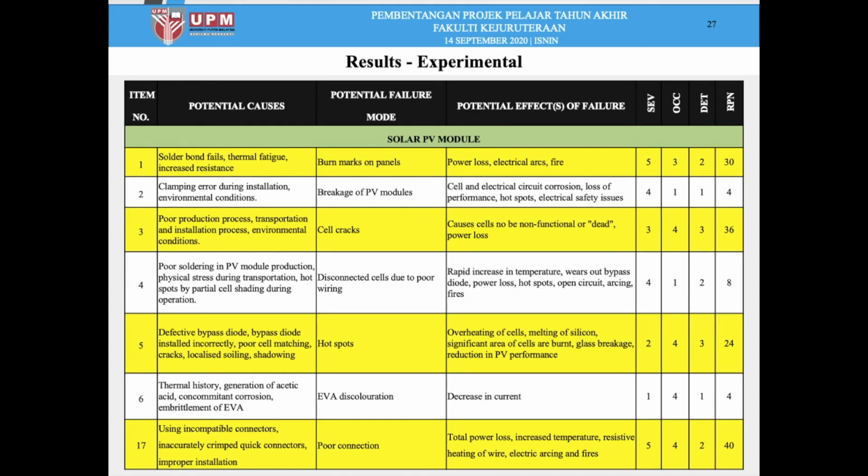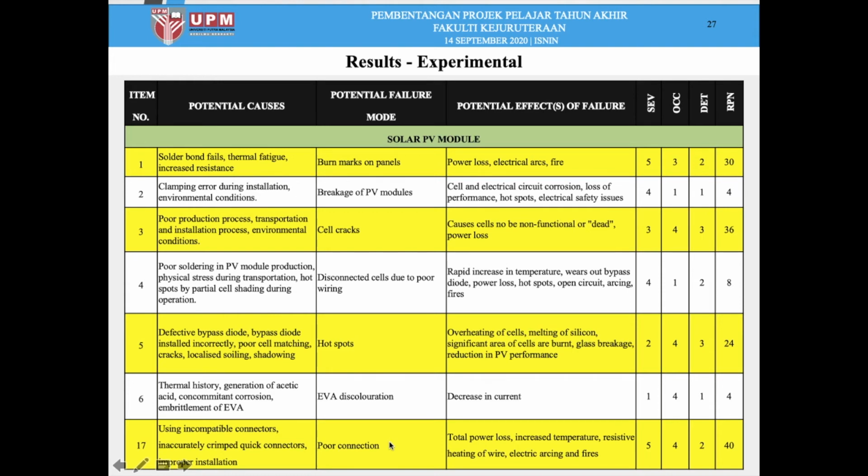Now I'm going to go into the experimental results. This is the FMEA that I've done before, and as you can see here, for the PV solar module, a lot of the failure modes have relatively high RPN, such as burn marks on panels, cell cracks, and hot spots, as well as, for wire failure, poor connection.